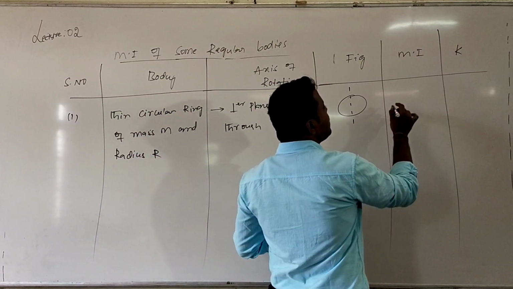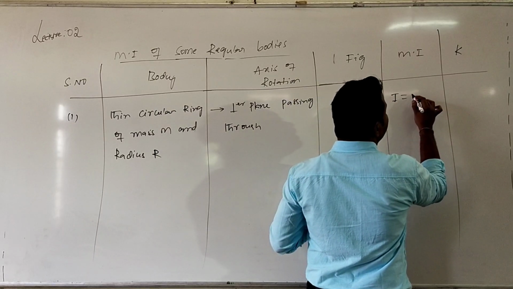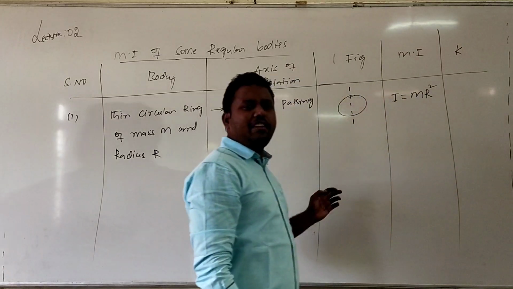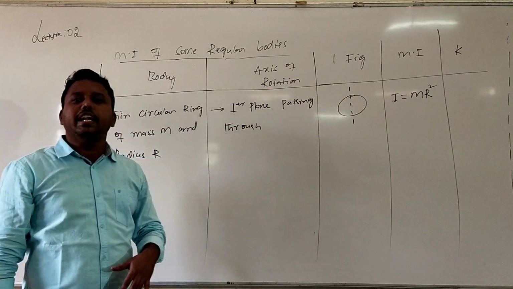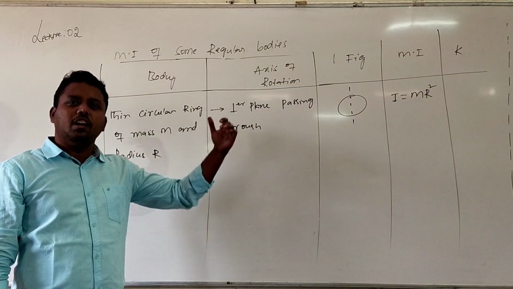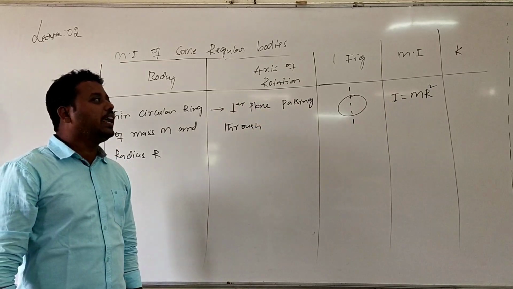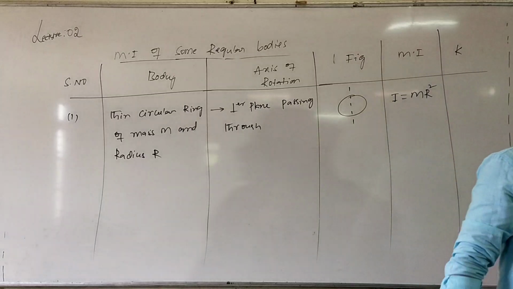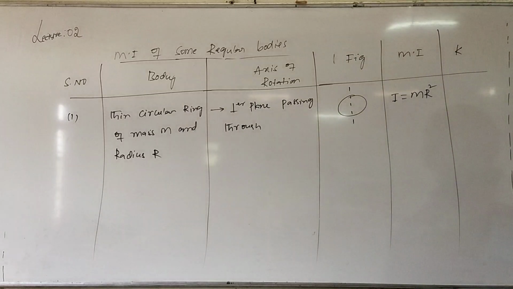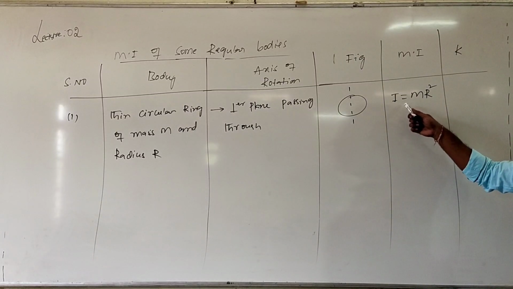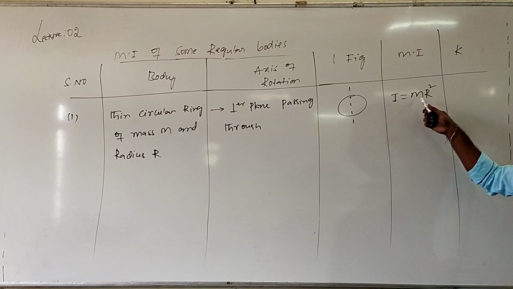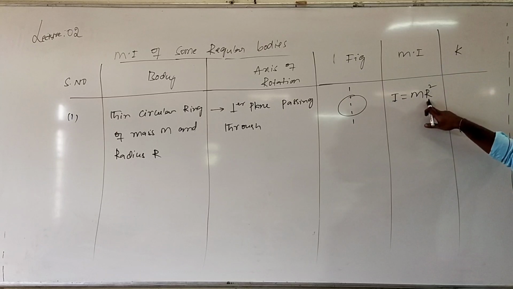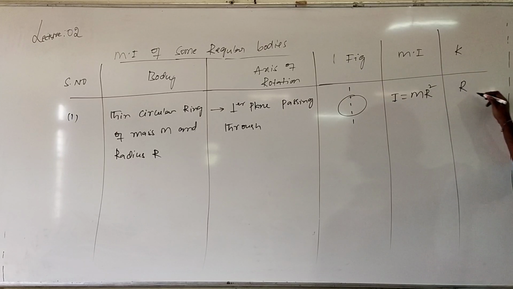So what is the expression for moment of inertia? That is given by I is equal to M R square. Derivation not necessary, but after writing all the bodies, one or two derivations are also needed. So I is equal to M R square. Okay. Then what is the radius of gyration? We know that in terms of radius of gyration, I is equal to M K square. In place of I, what is that? M R square. So K is equal to R.